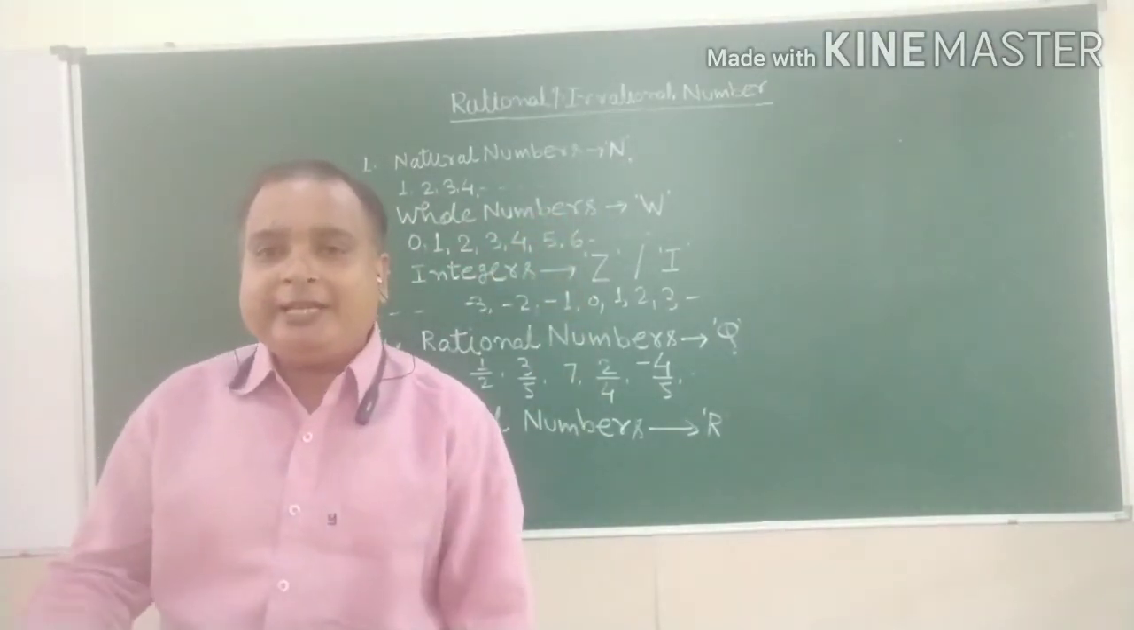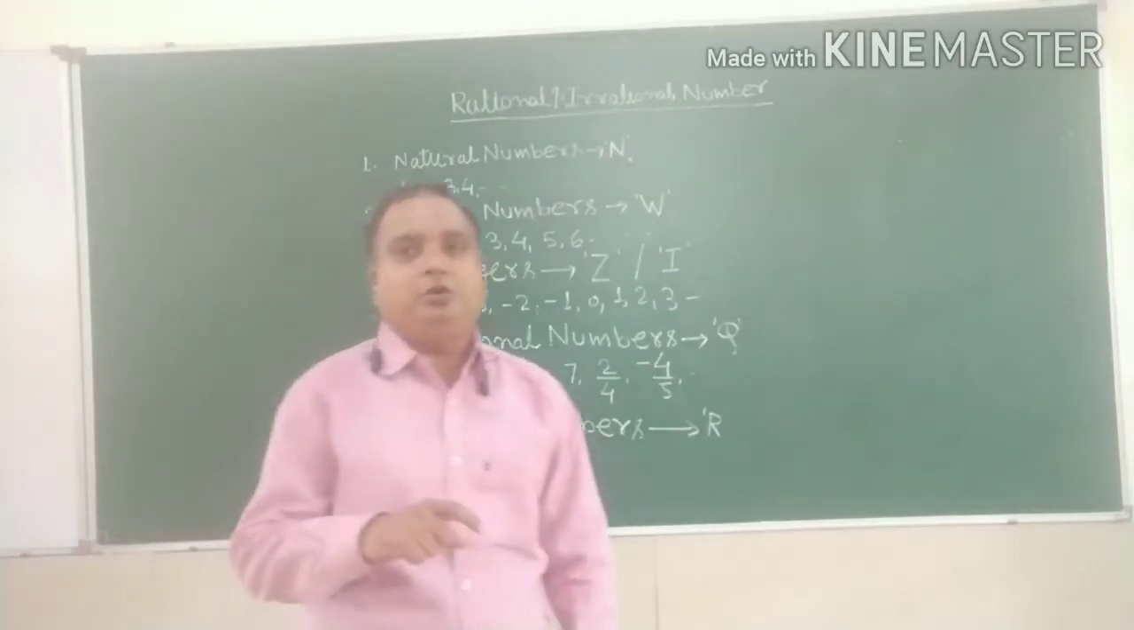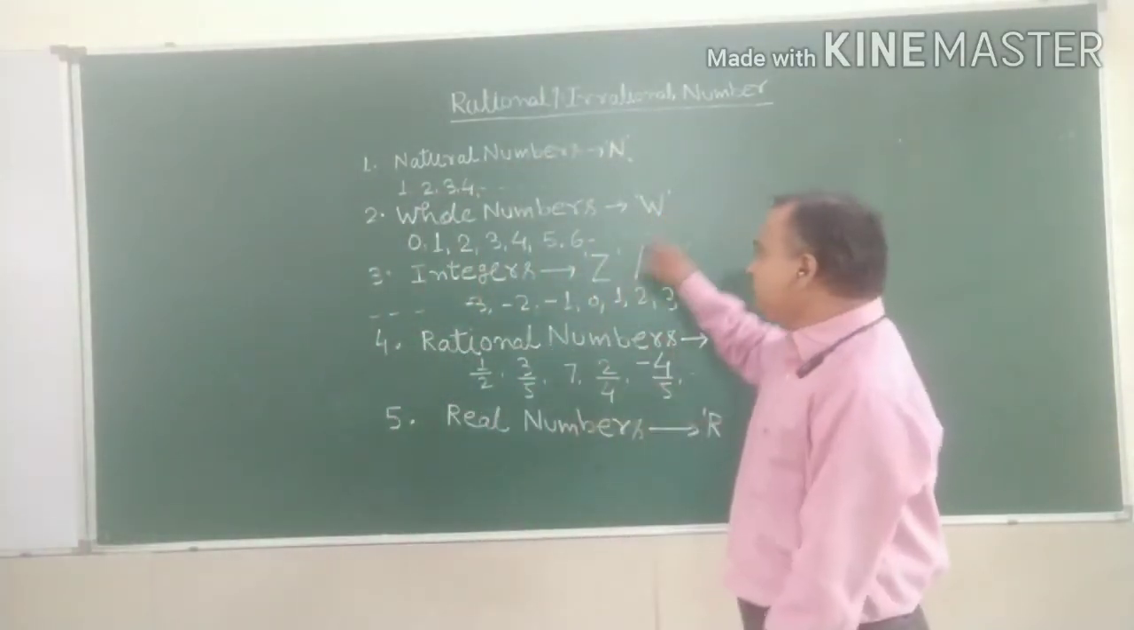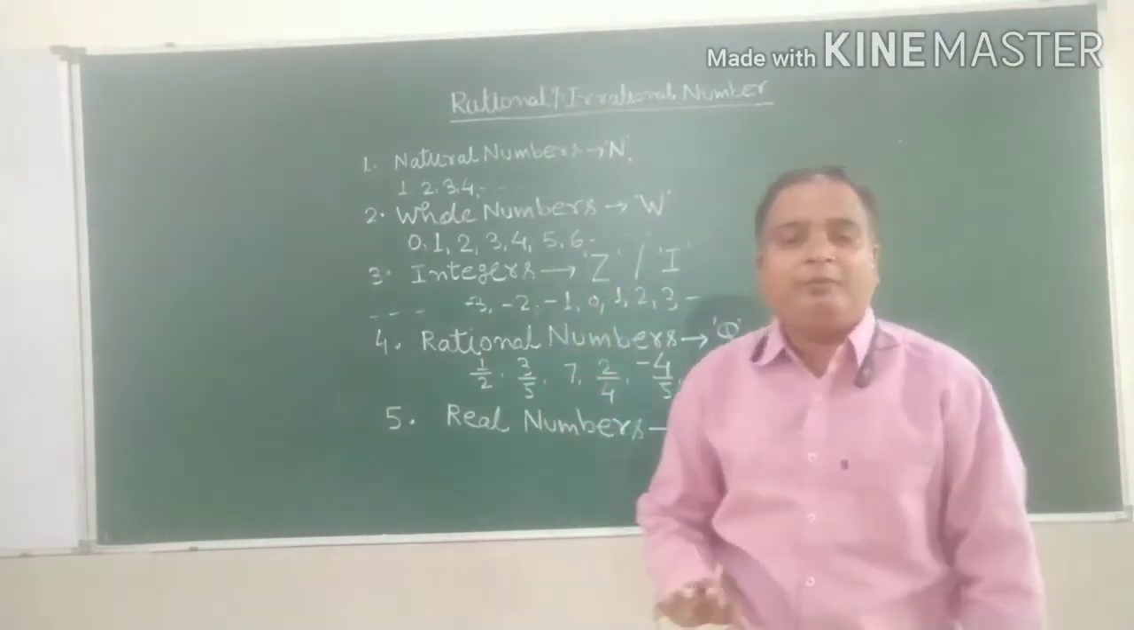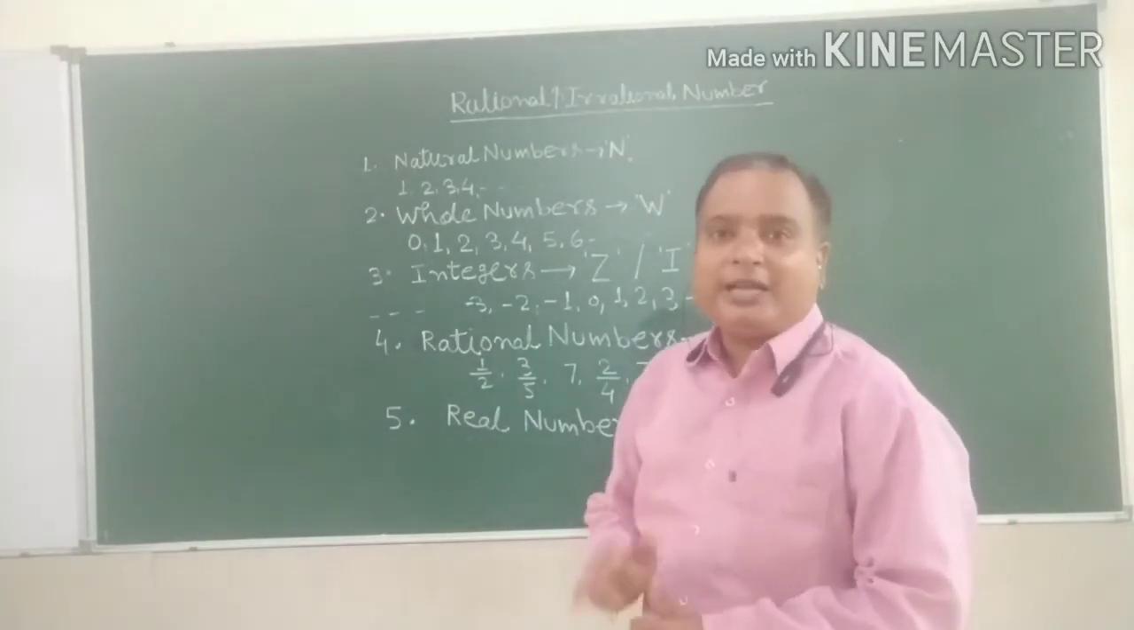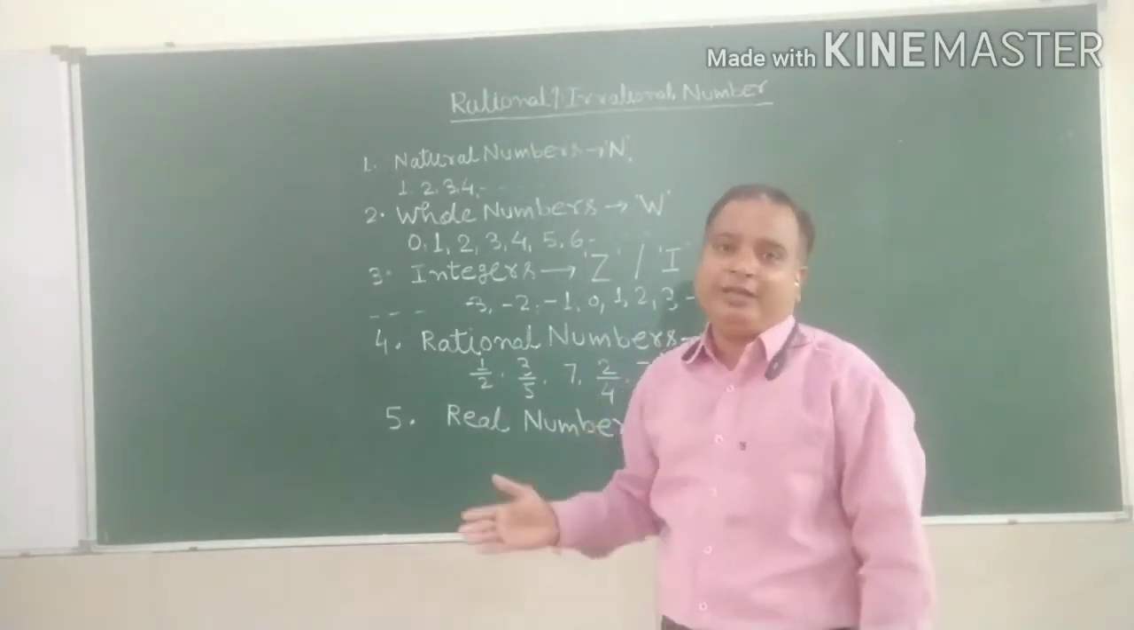Next, if in the natural numbers I include 0, I repeat, if in natural numbers I include 0, then the natural numbers will change into whole numbers. So the whole numbers start from 0 up to infinity.